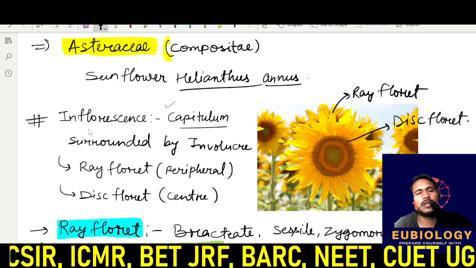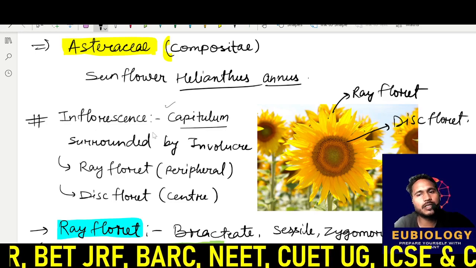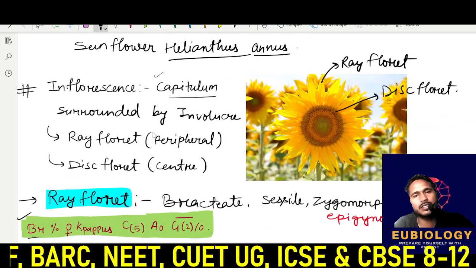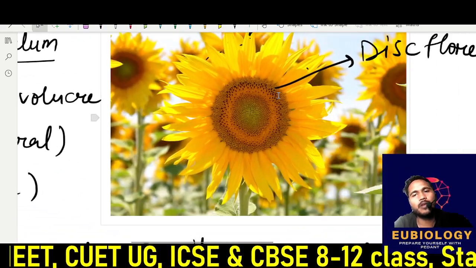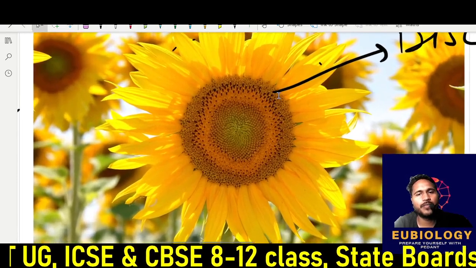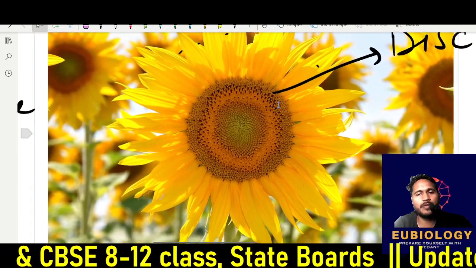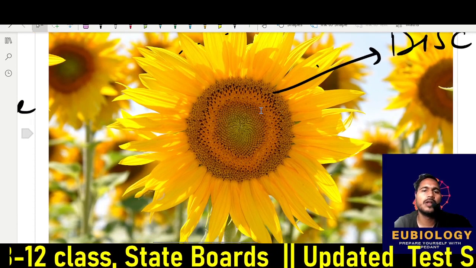So the inflorescence will be capitulum. If I ask you how many flowers you can see here, probably you people will say there is one flower. The whole is one flower.